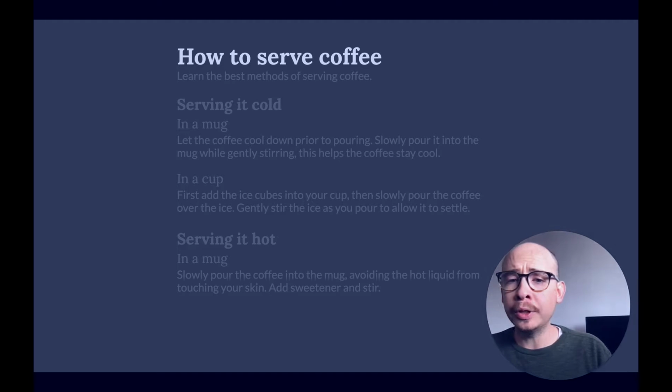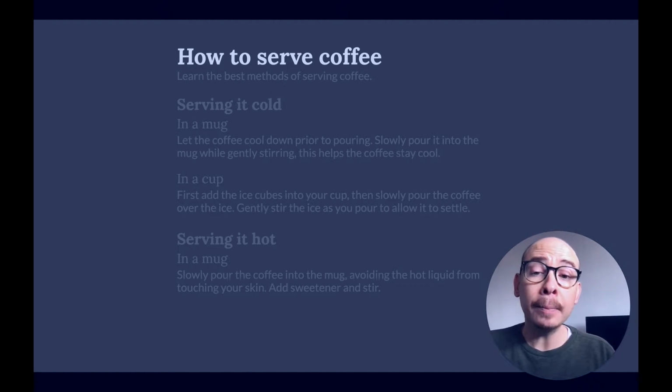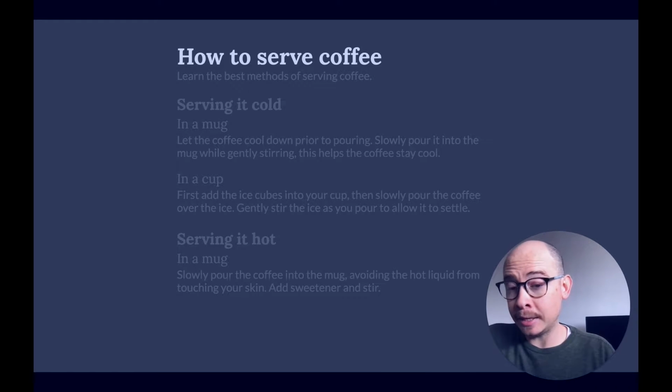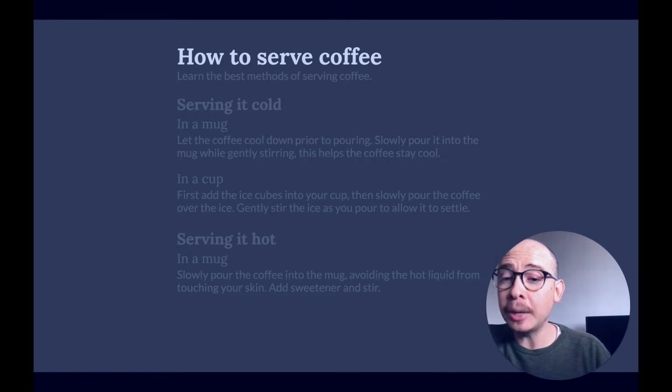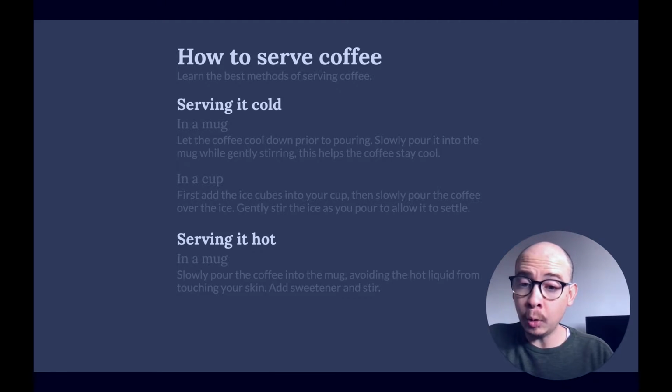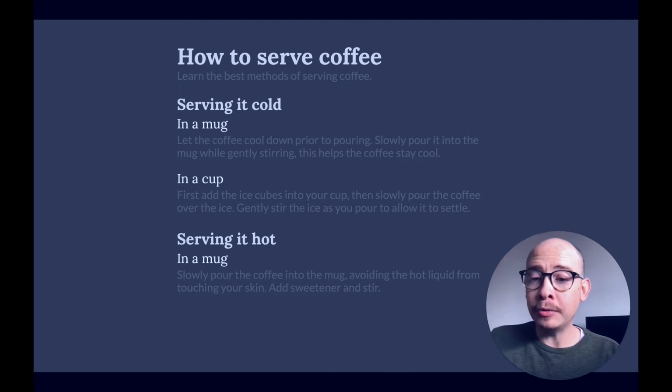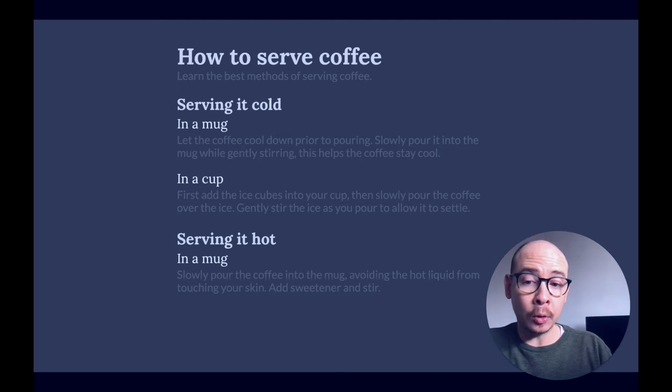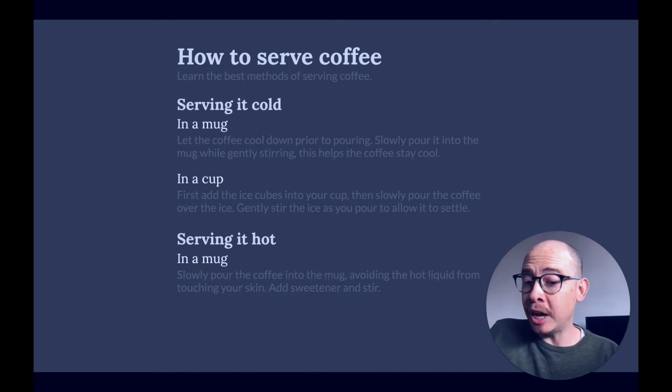We begin with the main heading. This heading encompasses the whole document, and here we have how to serve coffee. This tells us that this entire document will be on how to serve coffee. We then have our subheadings, that is how to serve coffee cold and how to serve coffee hot. Then we have our subheadings, and that is how to serve coffee cold in a mug, how to serve it cold in a cup, and how to serve it hot in a mug.